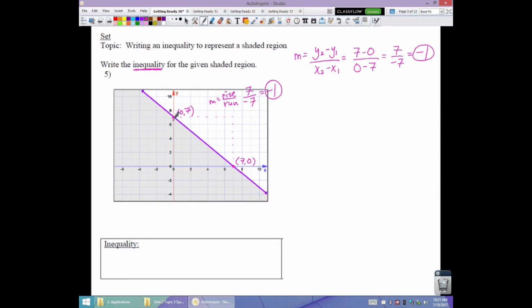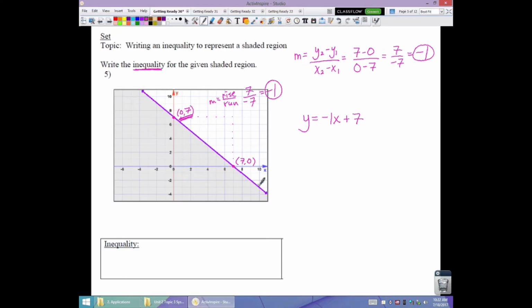In this case, I can see the y-intercept. In fact, it was one of the points I identified. So I don't have to solve for that, but sometimes you will. Sometimes it hits at 7.3, and you can't tell that from looking at a graph. You have to solve for the b term. So the equation of the line is y equals negative 1x plus 7.